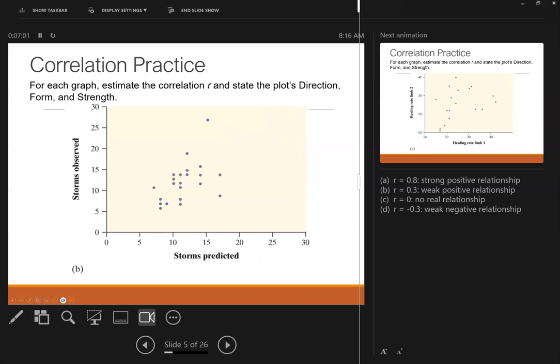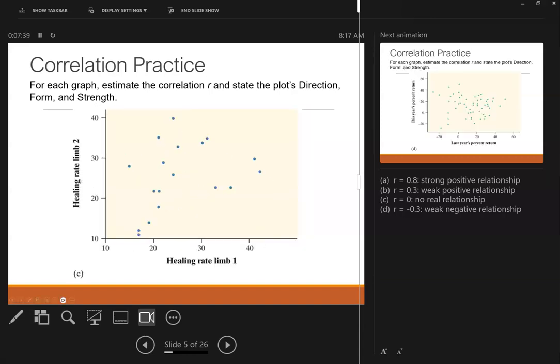Okay. Let's look at the next one. 0.1. Yeah, what I have written down here is 0.3. So you're in the ballpark. The point of the matter, though, is you'd say this is direction positive, strength weak, and the form, I mean, you say linear, right? But yeah, good. What about this guy?